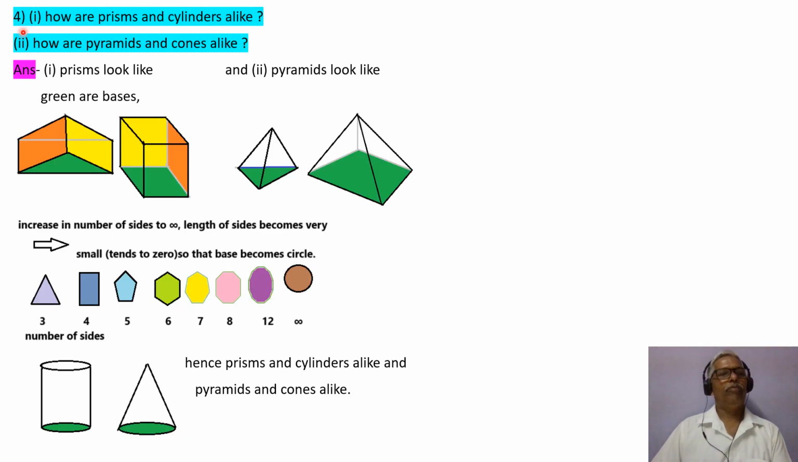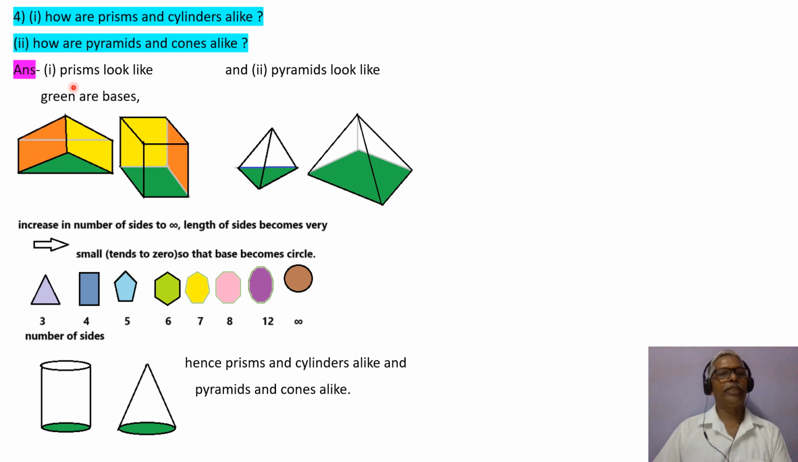Fourth one, first part, how are prisms and cylinders alike? And second part, how are pyramids and cones alike? Try to understand this properly. It is comparing prisms and cylinders and trying to say that they are alike, and comparison between pyramids and cones and trying to say that these two are alike. Okay, so directly tackling answer.